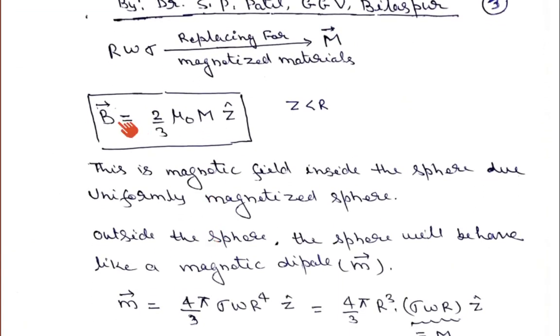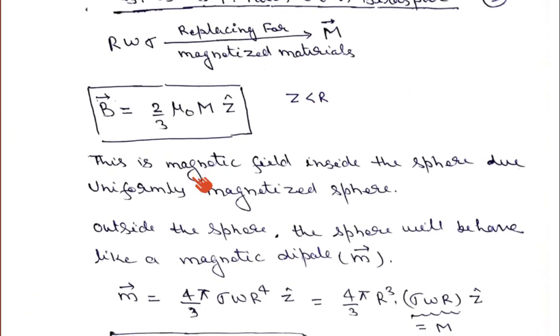We will get magnetic field B is equal to 2 by 3 mu 0 capital M, where capital M is the magnetization vector along the z unit direction, and this magnetic field is for when your point of observation of the magnetic field is inside the magnetized sphere. Okay, this z is less than r. So this is the magnetic field of a uniformly magnetized sphere.